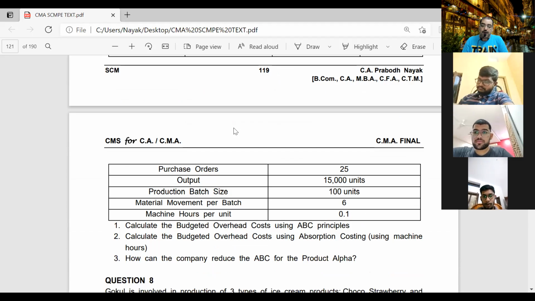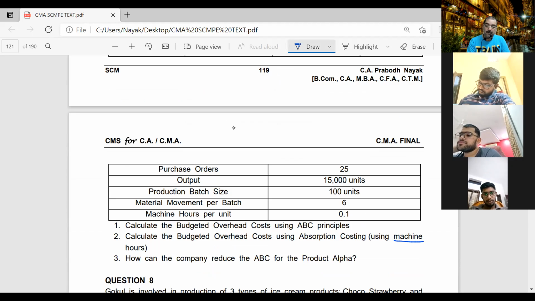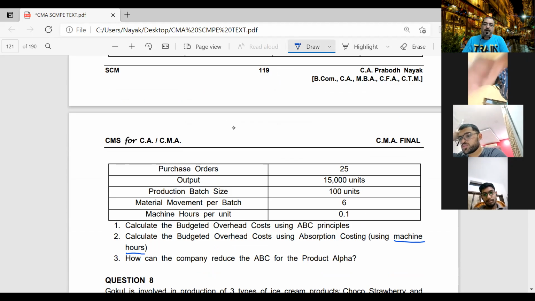Calculate the budgeted overhead cost using ABC principles. Second, calculate the budgeted overhead cost using absorption costing. And in absorption costing, we have to make use of machine hours. So in different problems, they will give you different basis of calculation. In some, they will give you machine hours. Sometimes they will ask you to calculate on the basis of labor hours. So depending upon what is given in the question, accordingly we'll solve.